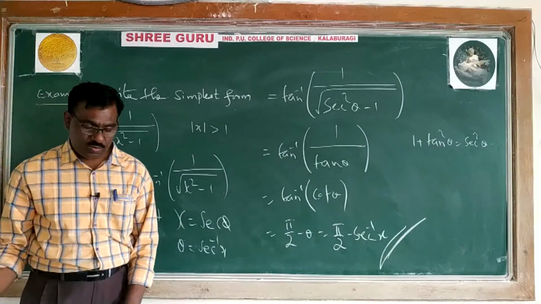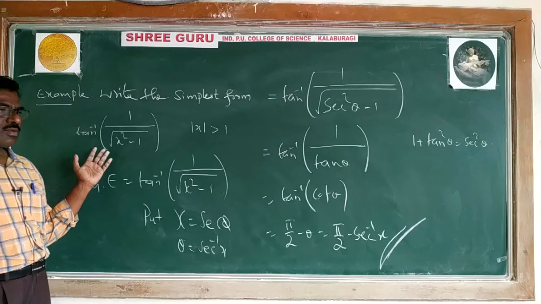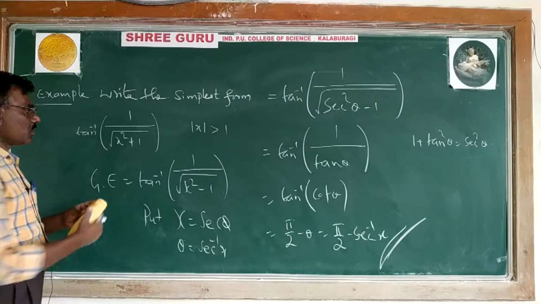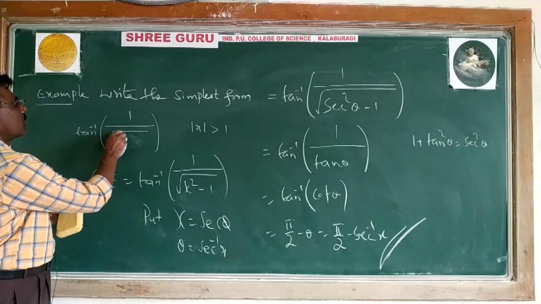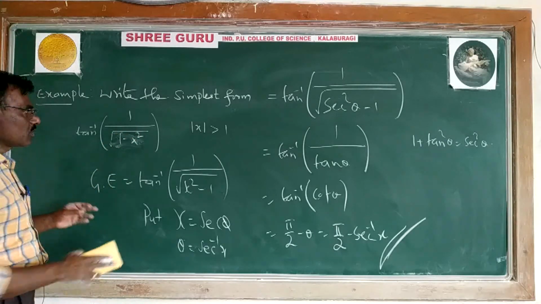So the simplest form usually comes by substitution only. Putting x as secant. If it is plus, tan comes. Okay? If it is 1 minus x square, sin or cos? Both are correct.